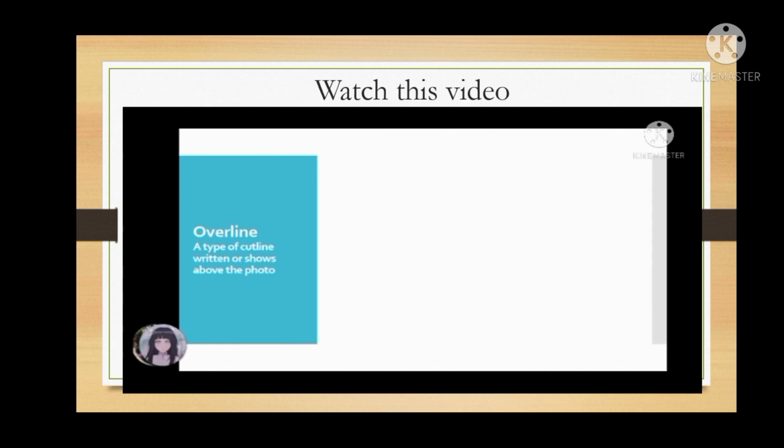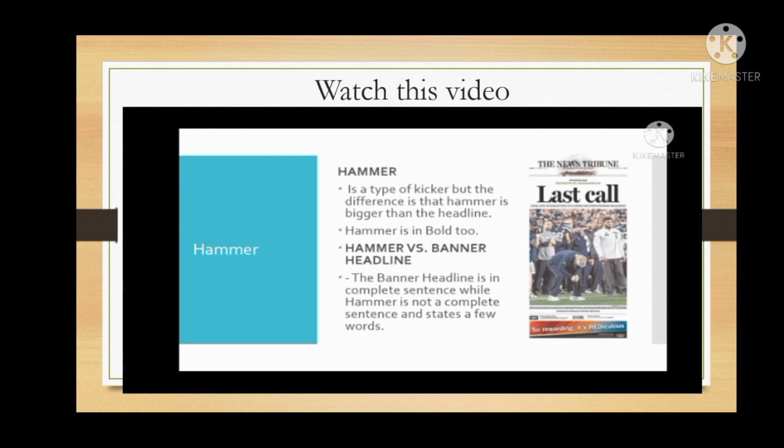Next is overline. It is a type of cut line written or shown above the photo. So, if the cut line, its caption, is below, the overline is above the photo. Kicker is a tagline above but smaller than the headline. The hammer is bigger than the headline. Hammer is in bold too. Differentiating hammer and banner headline is that the banner headline is in complete sentence, while hammer is not a complete sentence and just states only a few words. Like in our example newspaper, in other newspapers, a banner or hammer is placed.